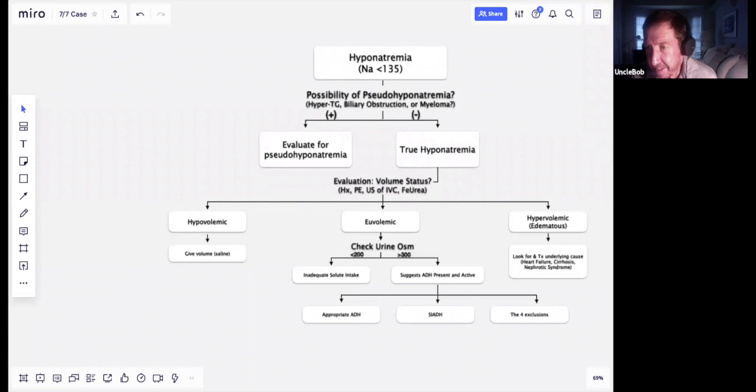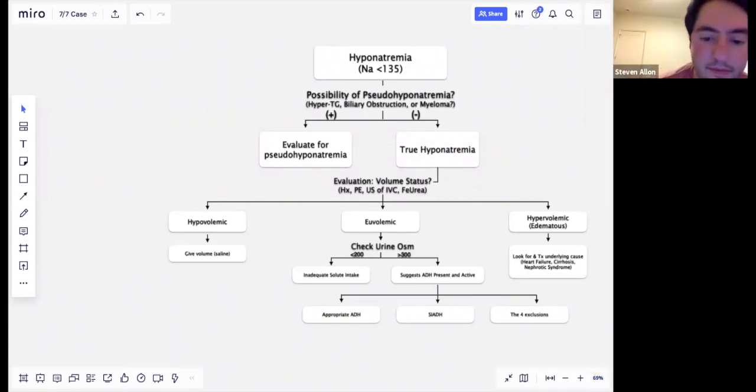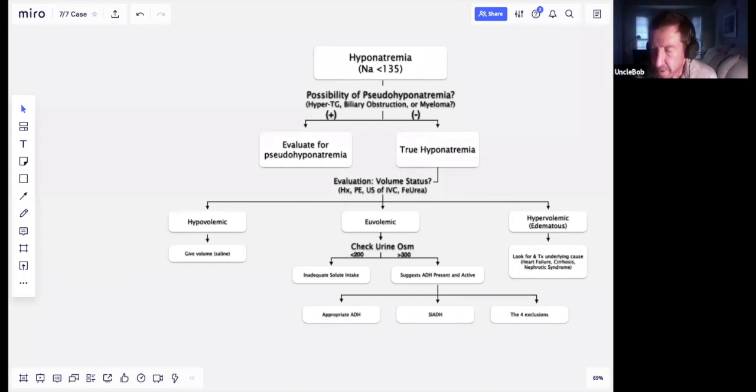Did she have any edema, Stephen? She did not. Okay. So this is mostly heart failure, left-sided heart failure, and cirrhosis. It can happen with nephrotic syndrome, but it's mostly heart failure and cirrhosis. Here's the important thing. If a patient with significant heart failure, decreased ejection fraction heart failure, comes in with hyponatremia, they have a horrible prognosis.